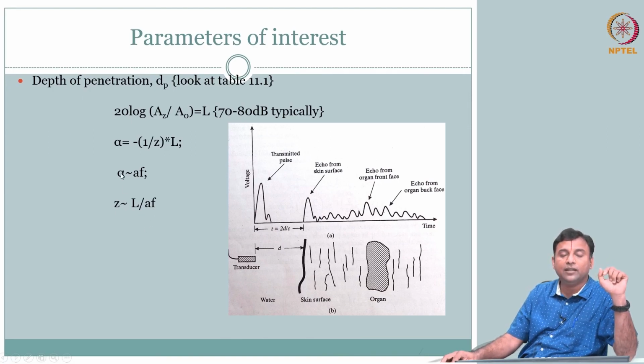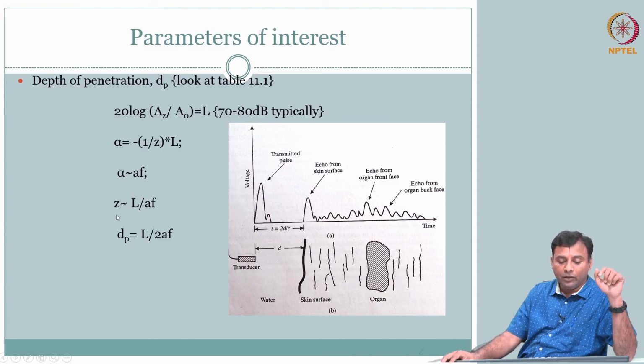So your alpha is what? Go back, look at your definition. Alpha was dB per centimeter per megahertz. If you go look at it, okay. So your Z is total loss divided by this AF, that is your depth.